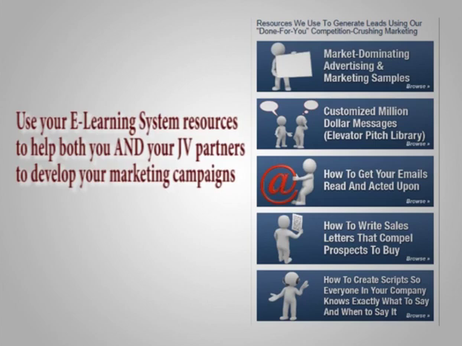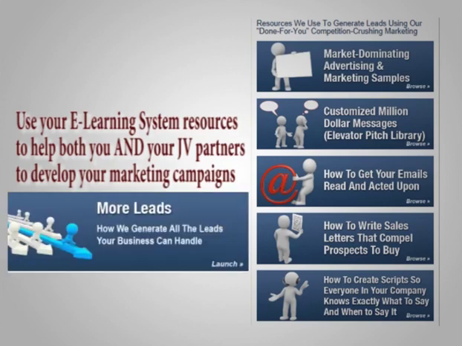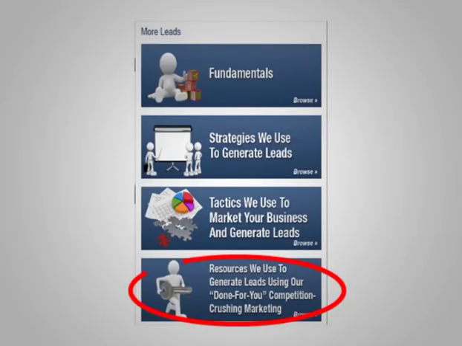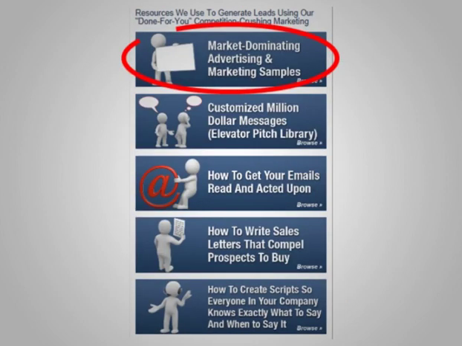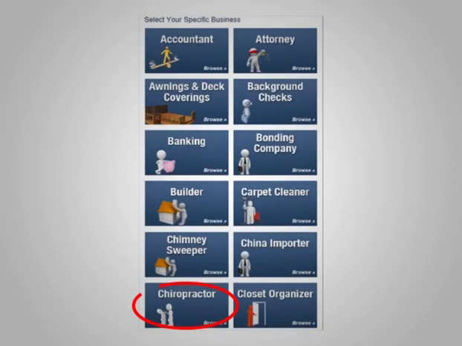For example, one of your partners could easily be a local chiropractor. Just click on More Leads on your dashboard, click on Resources we use to generate leads using our done-for-you competition-crushing marketing, and then click on Market-Dominating Advertising and Marketing Samples. Scroll down and click on the chiropractor link.